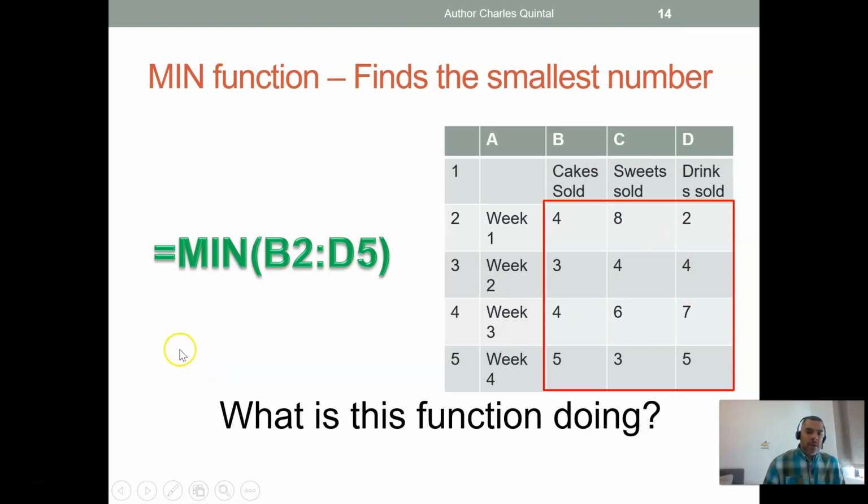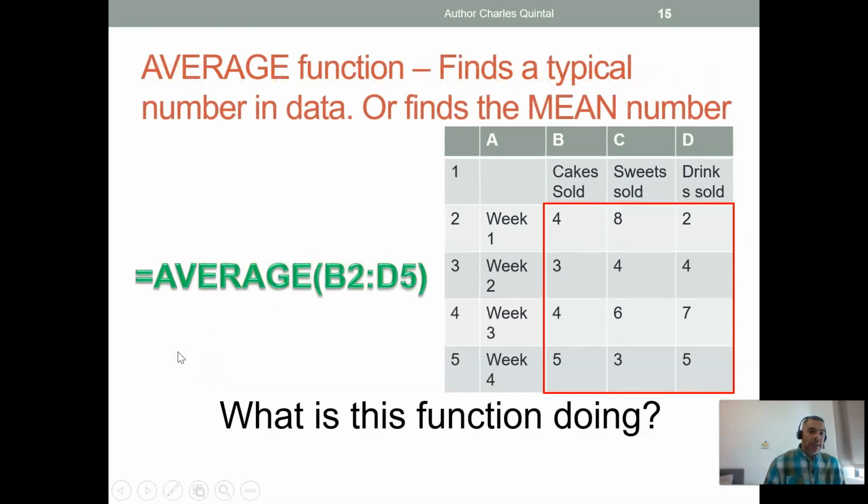We'll take a look at another one. The average function is another commonly used one, and these four functions are some of the most common ones out there today. The average function finds a typical number in data, or it finds the mean number. So this is also a maths area. To find the mean average of these numbers, we can do a formula where we add up all these cell addresses, but it's going to waste time because there is a function that does that for us called the average function, and it will find the typical number in that list. Okay.